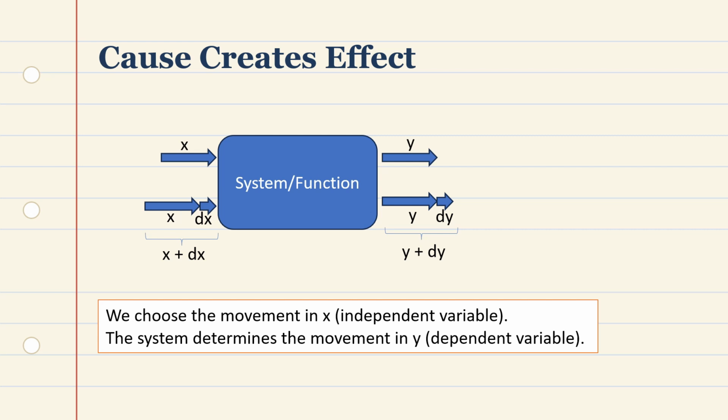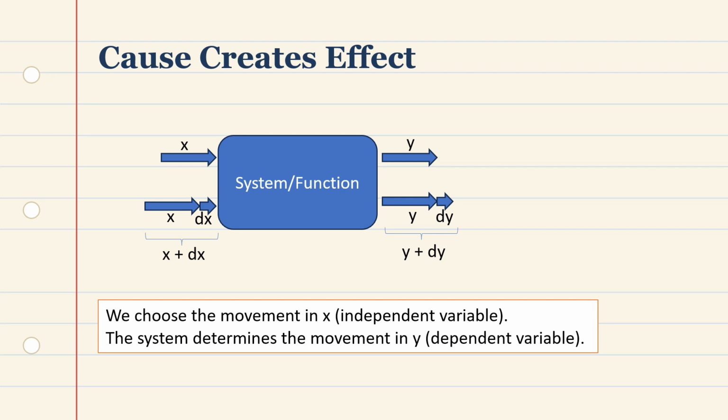If you look at this picture in front of you, we have a system function. We call it an equation also, or the rules of the system. When x goes in, it produces y. Now we change x by a small amount dx. It changes y by dy. So what we have in front of us is x plus dx causing y plus dy. We choose the movement in x. That is our independent variable. When we change the independent variable, the system determines what the movement in y is going to be. That is our dependent variable. So it's all about cause and effect.